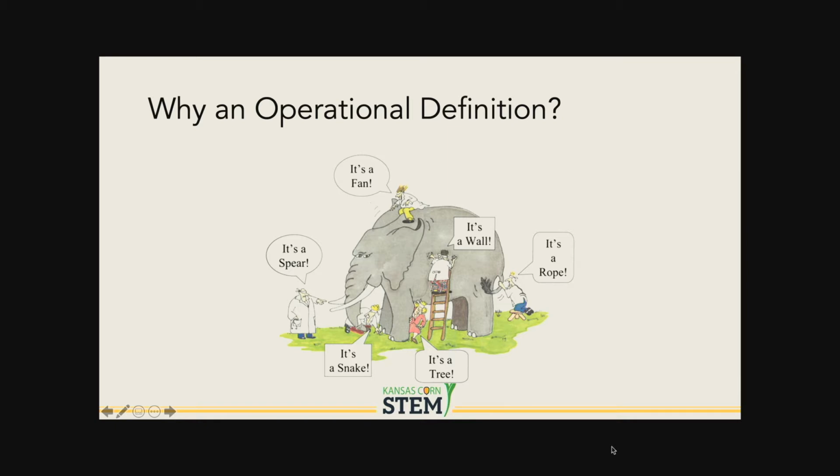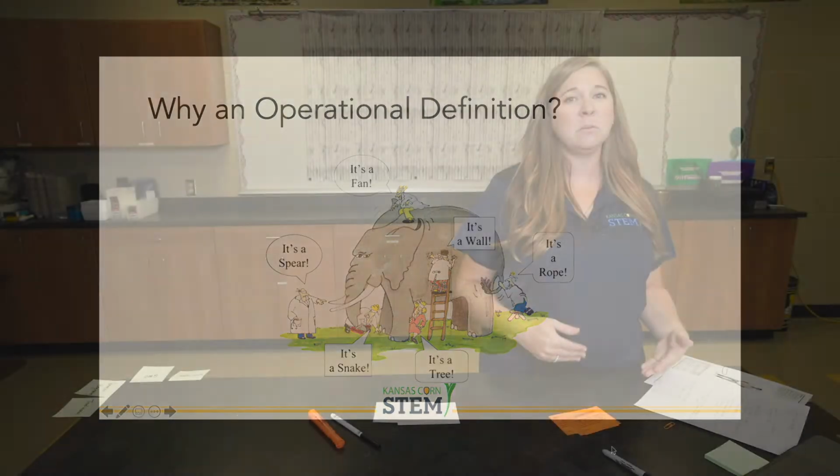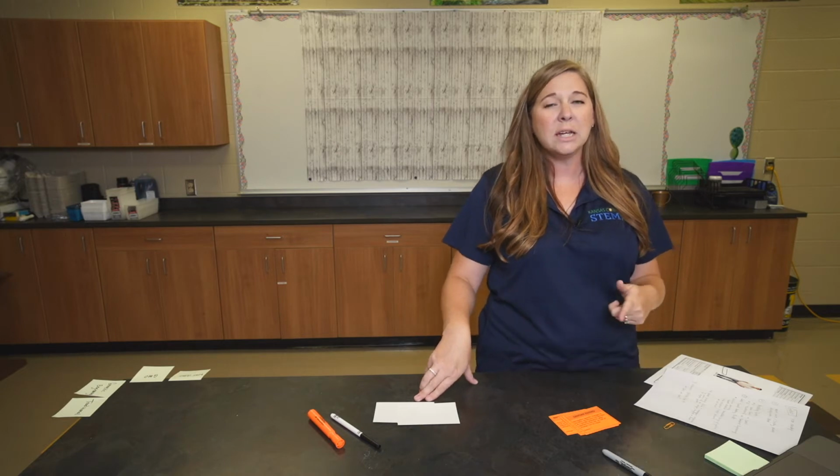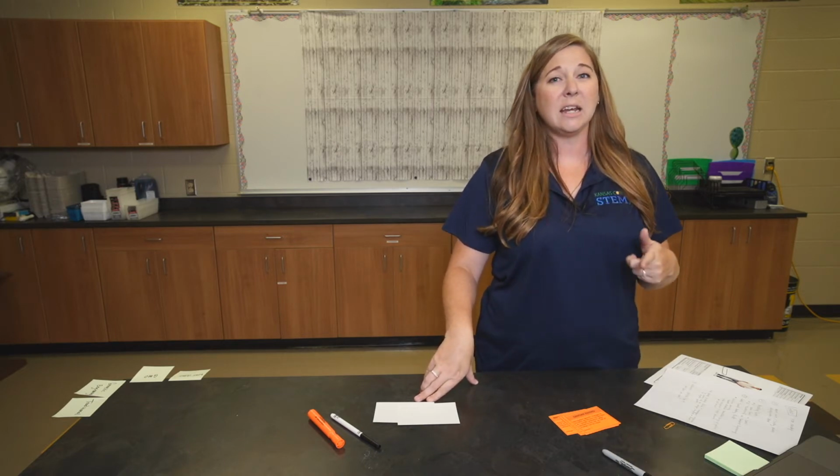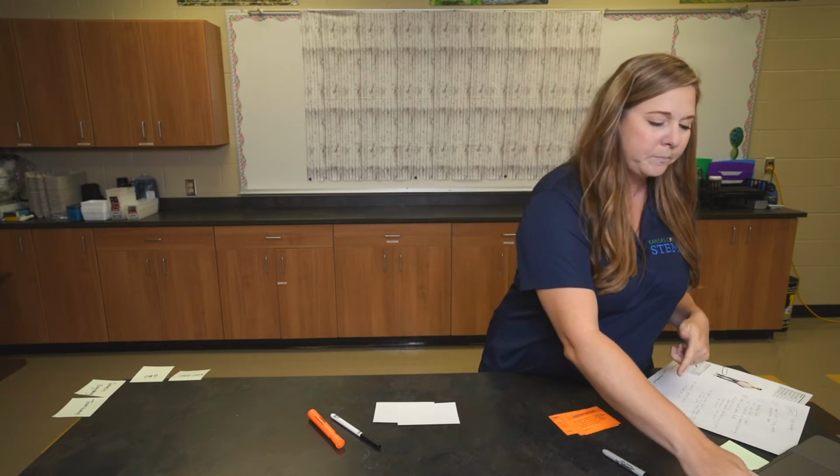The one that might walk up to the tusk might say it's a spear. The one that gets to the ears might say it's a fan, or the tail, a rope. But everyone brings their own point of view because they have their own perspective. We have to take into consideration all of the background that our students already have walking into our classroom. And it's even more powerful if they can come up with an operational definition that they work out on their own. You can guide them through this, and they can come up with that definition.